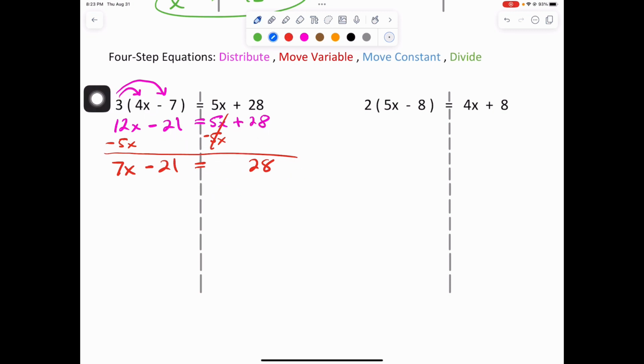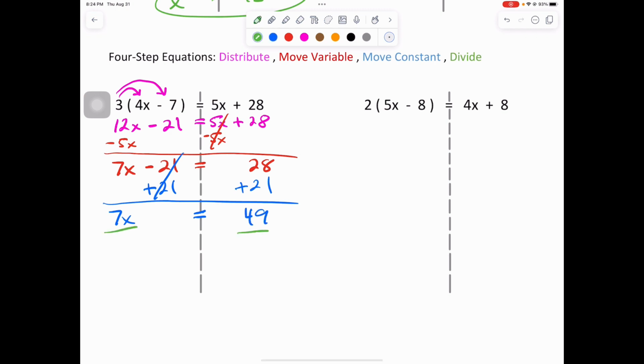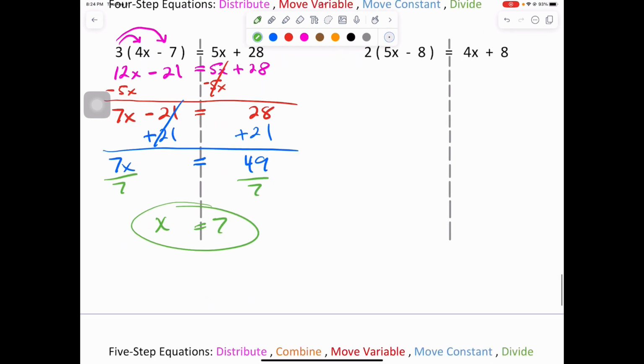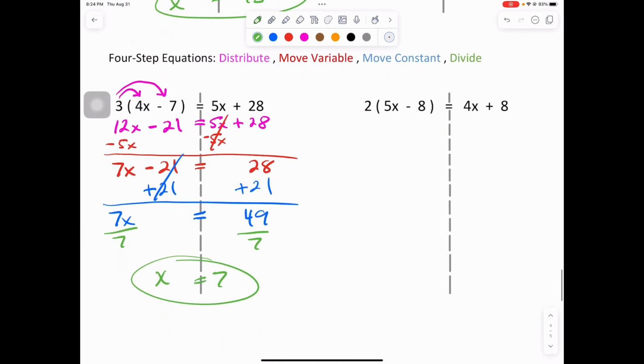So moving forward then, we will move the constant hanging out with our 7x. You called it, plus 21, plus 21. Bring down your 7x. Negative 21 plus 21. Bring down your equals. 28 plus 21 is 49. And yes, we divide by 7. X equals 7. Beautiful. Go ahead and pause that video. Feel free to jot this one down and try it.